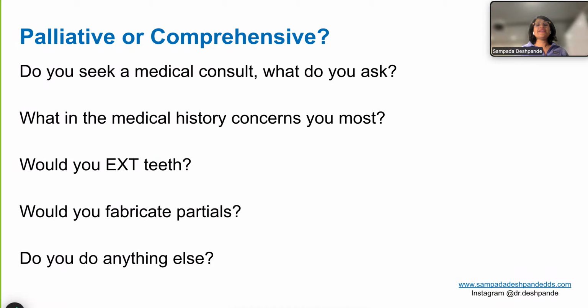So you can decide here whether you choose to go palliative or whether you want to do comprehensive treatment, whether you seek a medical consult, and if you do, what do you ask them? The biggest thing that I would have probably wanted to know is how is his diabetes managed? He does not seem to be wearing a continuous glucose monitor. So I want to know what his last A1C was, what that score was.